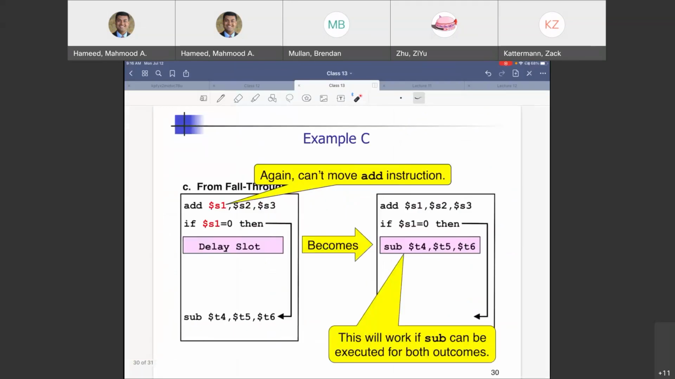Next, this is from fall through. So you have the add instruction, then you have the condition, you have the delay slot over here, and you have the subtract instruction over here. What are we doing? We are taking the subtract instruction and moving that into the delay slot. Again, we cannot move add because S1 needs to get updated and be checked. But this subtract can be moved over here, and this will work when subtract can be executed for both outcomes, branch taken and branch not taken.